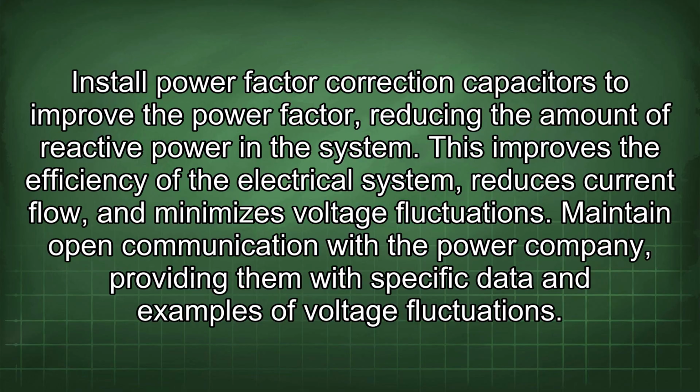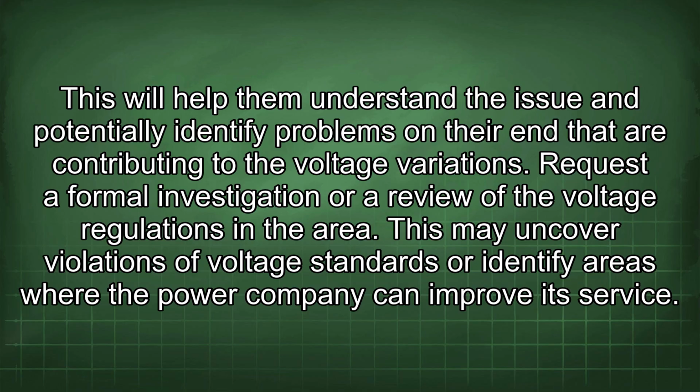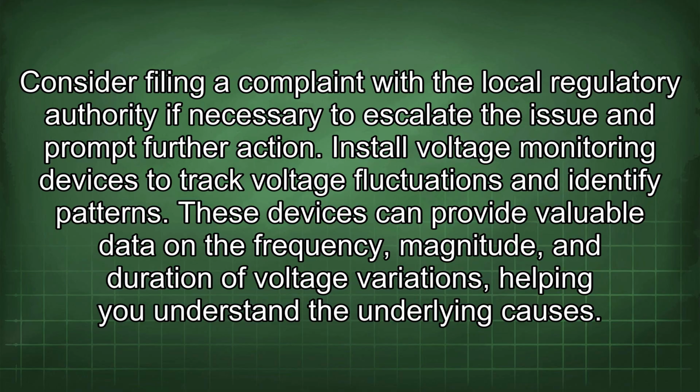Maintain open communication with the power company, providing them with specific data and examples of voltage fluctuations. This will help them understand the issue and potentially identify problems on their end that are contributing to the voltage variations. Request a formal investigation or a review of the voltage regulations in the area. This may uncover violations of voltage standards or identify areas where the power company can improve its service. Consider filing a complaint with the local regulatory authority if necessary to escalate the issue and prompt further action.